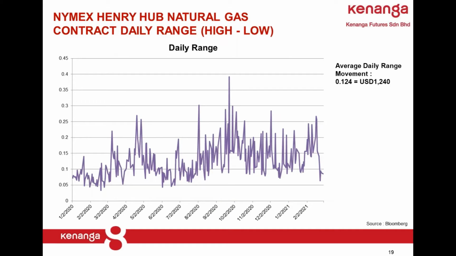Now this is the high-low range of the futures contract. As you can see, this is quite active, with quite a big fluctuation in terms of the daily high-low range, and the average range will be about 0.124, which is equivalent to 1,240 US dollars, meaning to say that it is also a very suitable contract for you to do intraday trading based on the fluctuation of the market. And you don't have to carry over the session risk.